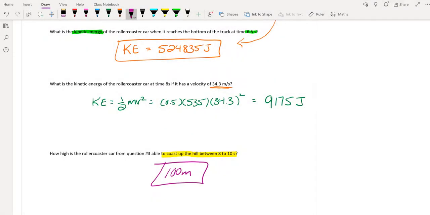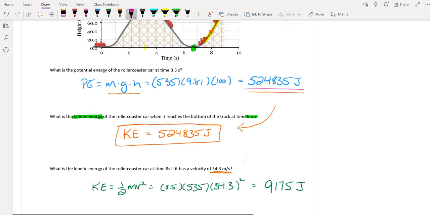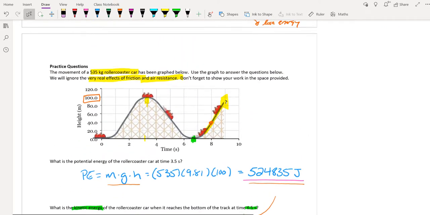Hopefully you came up with 100 meters. The math here isn't difficult, but it's the concepts I want you to understand. Right? So in this question, we're assuming there is no loss of energy. So everything gets converted from potential energy to kinetic energy. If the roller coaster started here and moved down, all the potential energy got converted to kinetic energy. At this point, all the kinetic energy is going to turn back into potential energy.